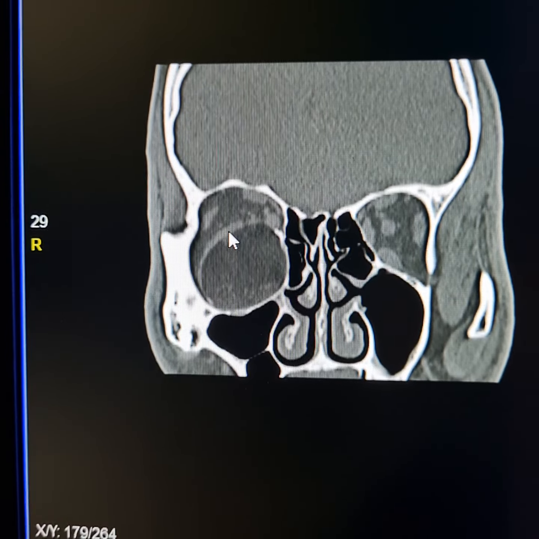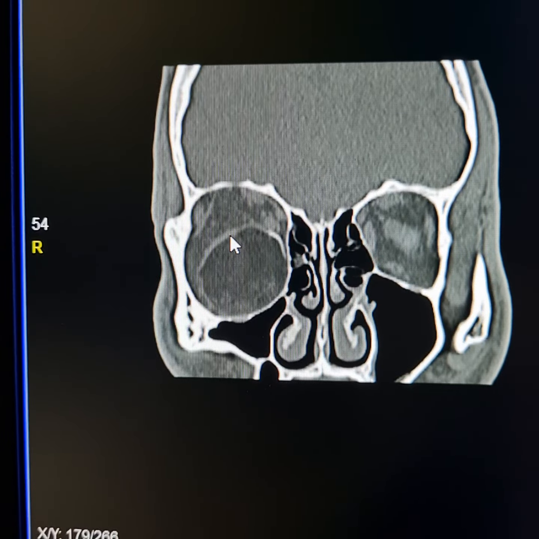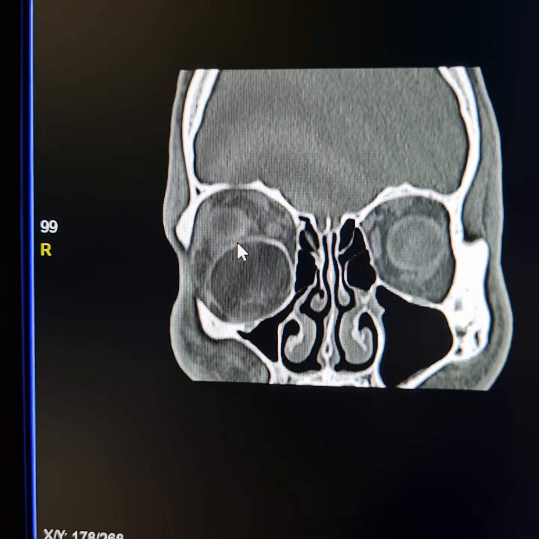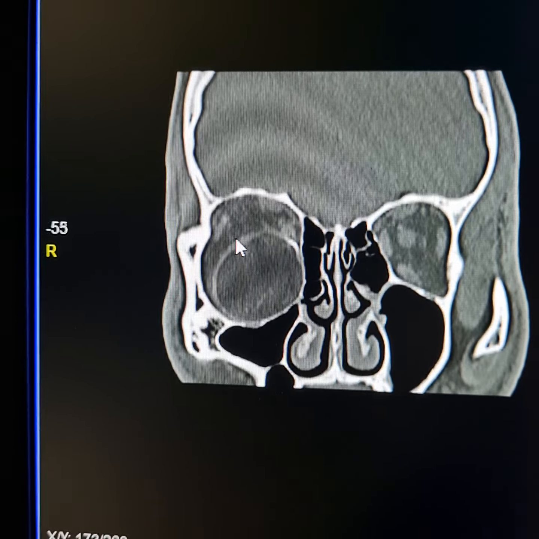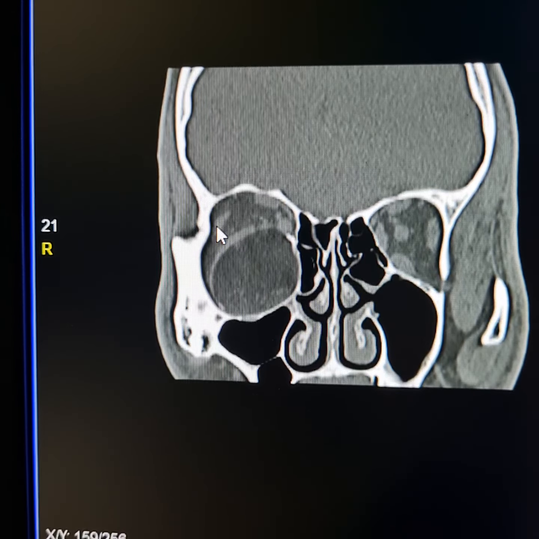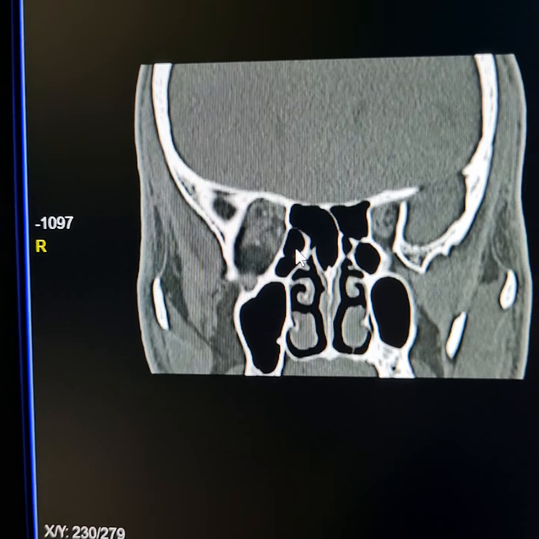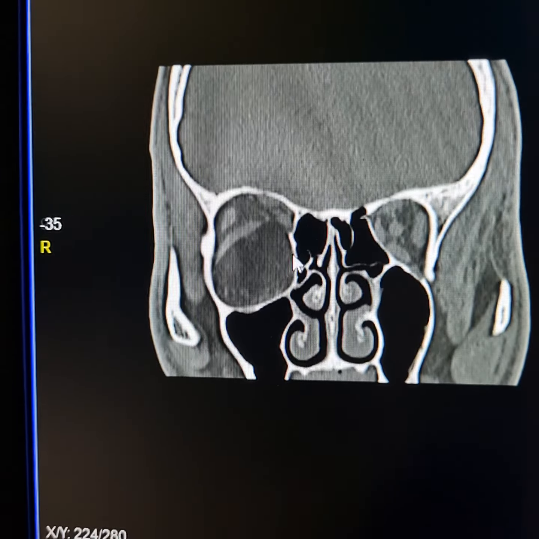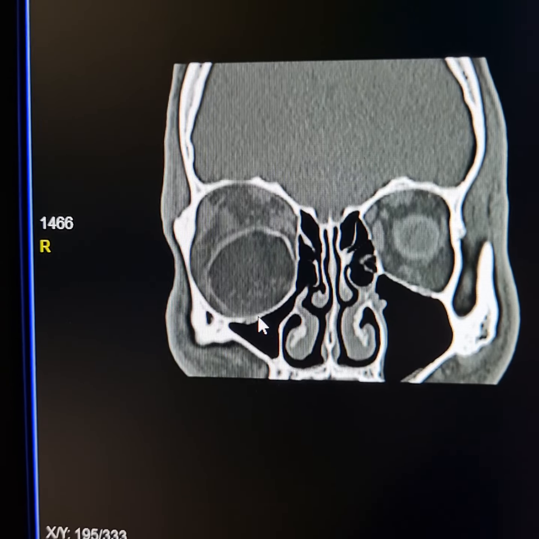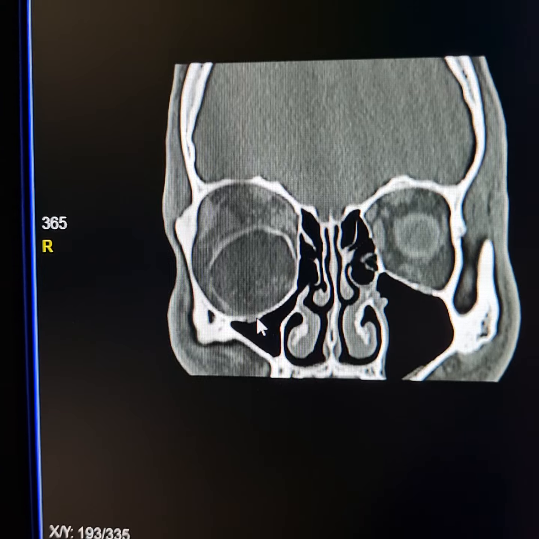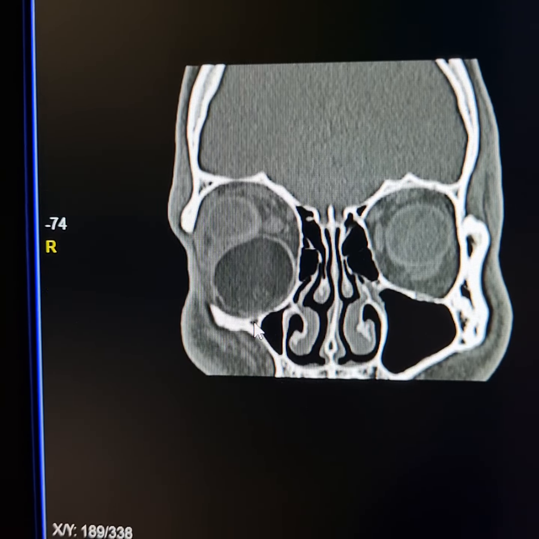This is the inferior rectus muscle which is inseparable from the lesion. Now this is the atrophic lateral rectus muscle here. The lesion extends up to the orbital apex. Now please observe that this is the inferior orbital groove here. This is the infraorbital foramen.